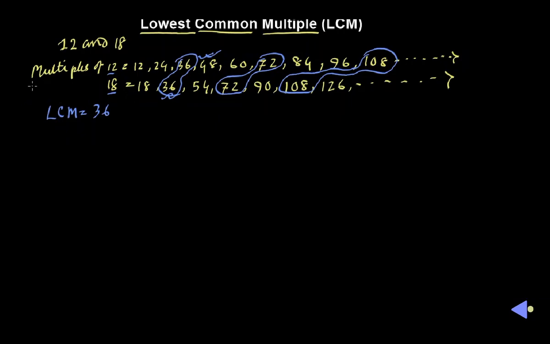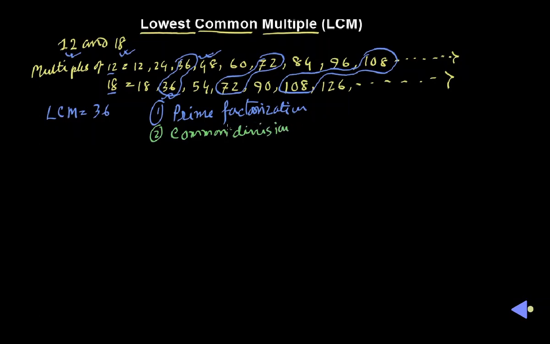Here we found the LCM of two small numbers, 12 and 18, so it is very simple. But if we have to find it for two big numbers, this simple method will not work. So we have two other methods. One is the prime factorization method; we are going to find the LCM by prime factorization. The next one is the common division method.